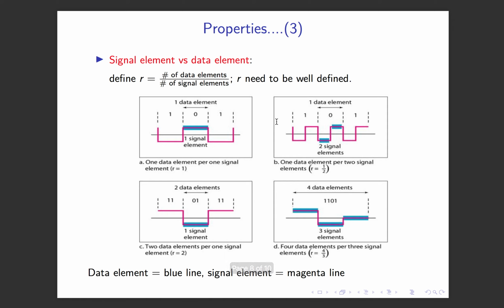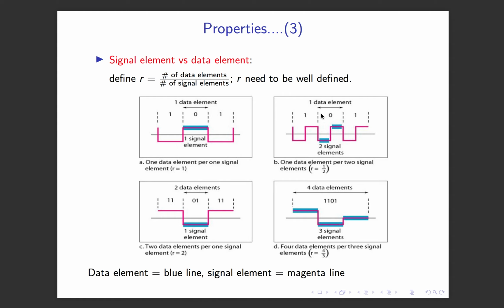Okay, so now there is a signal element and a data element. There's a last feature we're going to talk about. We define a ratio, which is the ratio of the number of data elements to the number of signal elements. In the first picture, one data element corresponds to one signal element itself. So if we get some high or low, or in the upcoming slides we will see it called space or mark, this is one data element per one signal element.